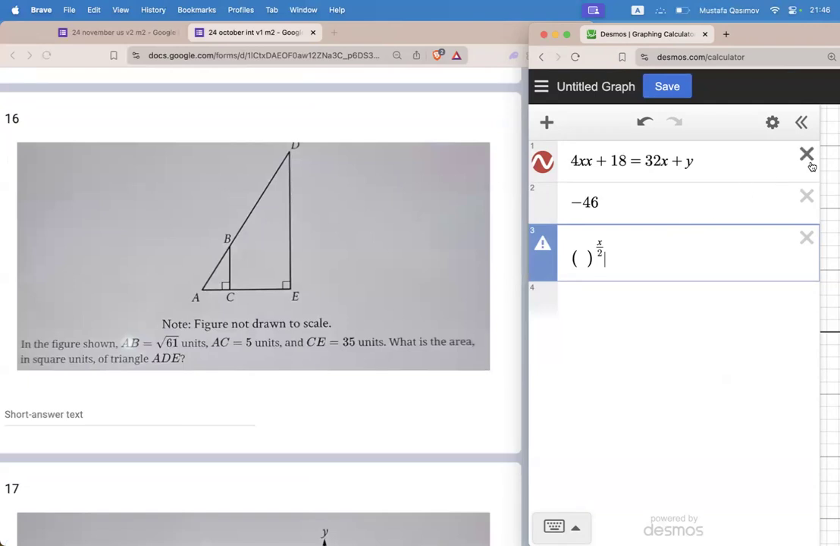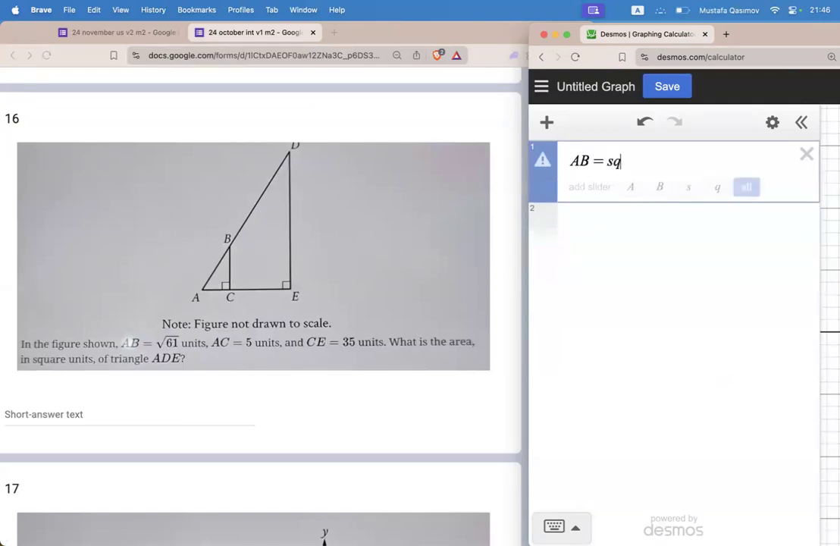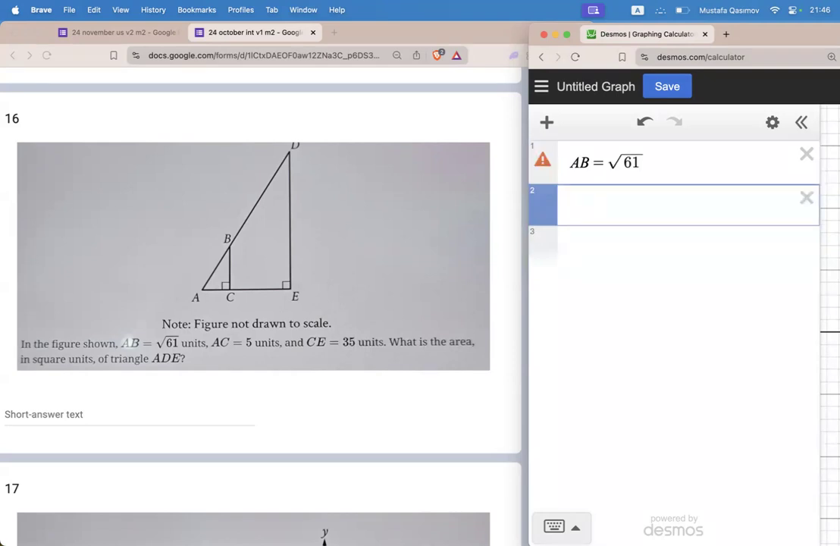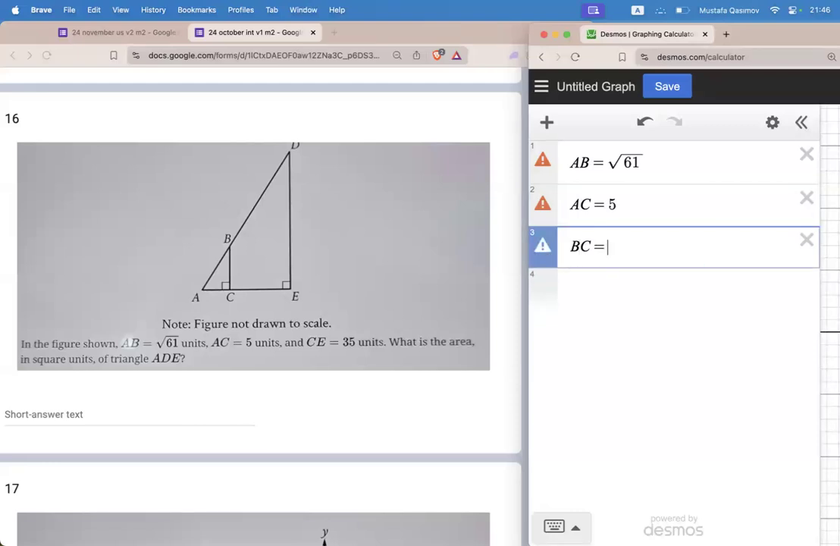Here it says that AB is equal to square root of 61. Yeah, we will use similarity. Okay, here we have to use first Pythagoras. We will find that BC is equal to 6. Then we have to find the area of ADE, the bigger triangle. So that's why we have to find AE and DE. It says that CE is equal to 35. So if CE is equal to 35, we can find AE, right? It is equal to 35 plus 5, so it is 40.